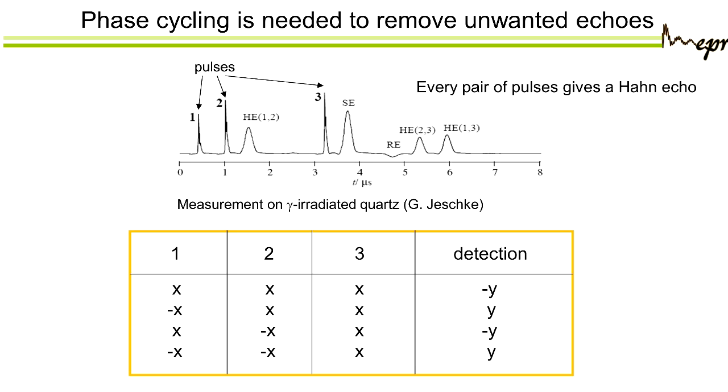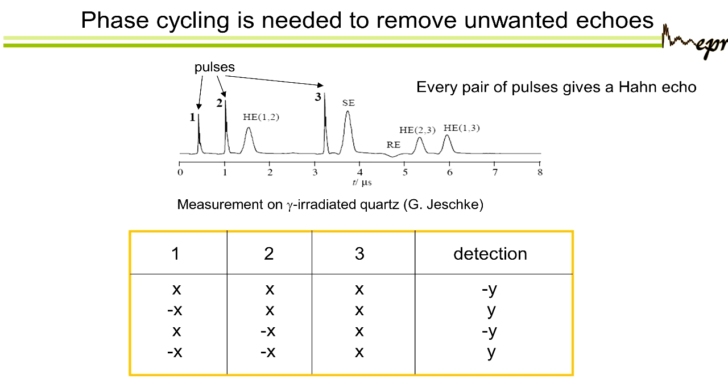Okay, so now when we look at this stimulated echo, you remember we had all these unwanted echoes. We want to see a stimulated one, but because the pulses are never exactly 90, you get all these other combinations, and you can get rid of them just by doing this phase cycle.